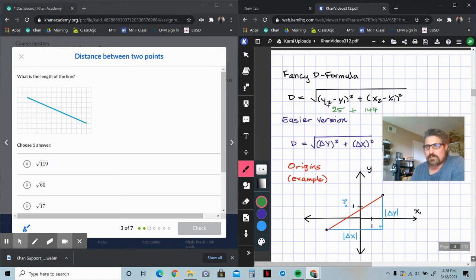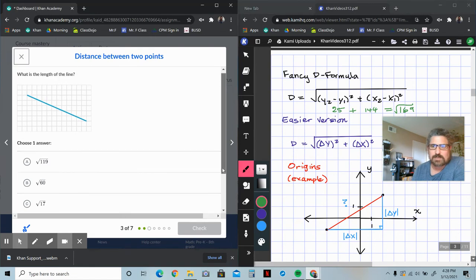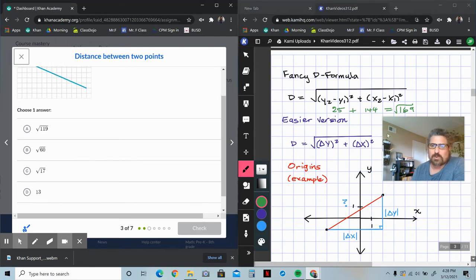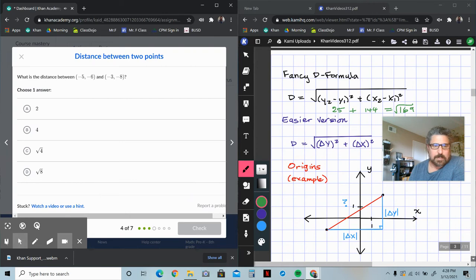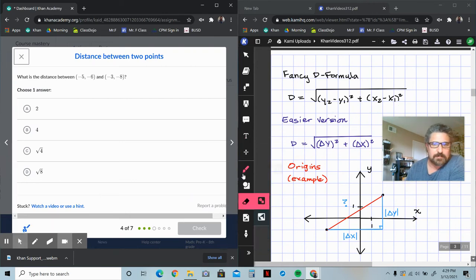And then you want the square root of the sum of those two, right? So that's going to be 169. And so you just take the square root of 169, right? And that's the answer. Now, the square root of 169 happens to be a perfect square. 169 is just 13 times 13, so the answer is 13. All right, next question.